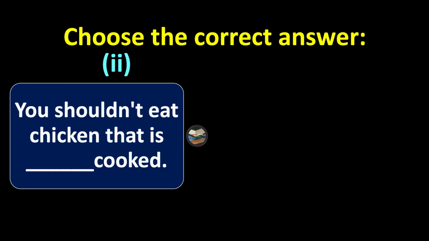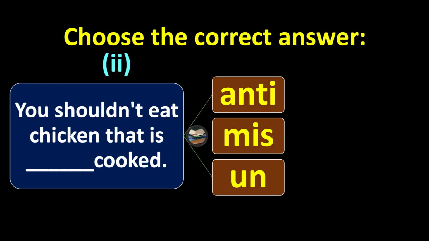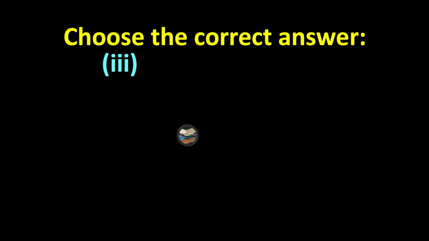Question number 2 of the same type. You shouldn't eat chicken that is blank space cooked. Options are number 1, anti, miss, and un. We cannot use anti-cooked. We cannot say miscooked. Of course, I think this one is correct. The last one, uncooked. So this is the correct answer. Now we move on to the next.